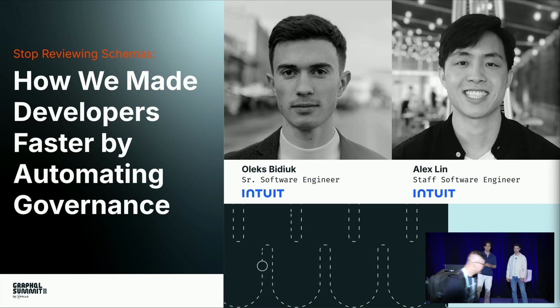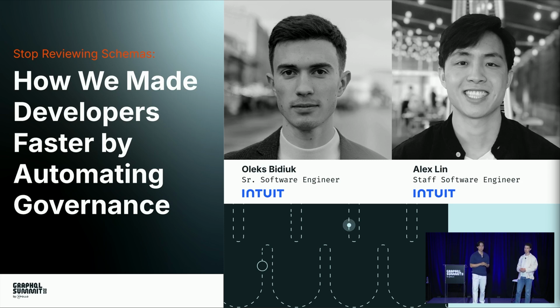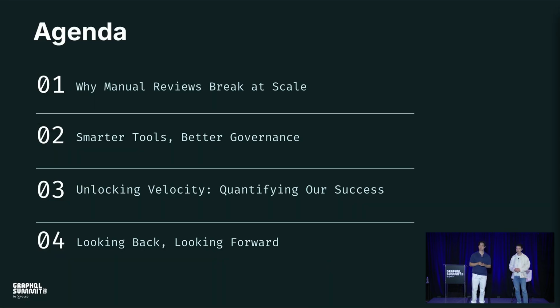And today we're going to be talking about how we stopped reviewing schemas, or at least how we stopped reviewing them the way we used to. We're going to be sharing the journey of how we automated governance to make our developers faster and how you might apply similar principles. So we'll structure our talk into 4 parts.